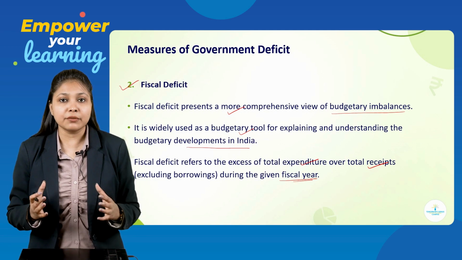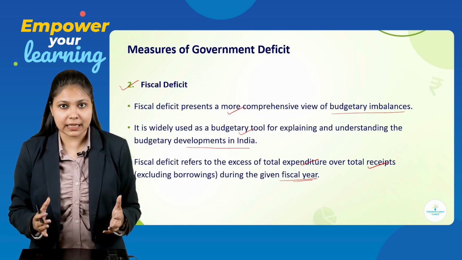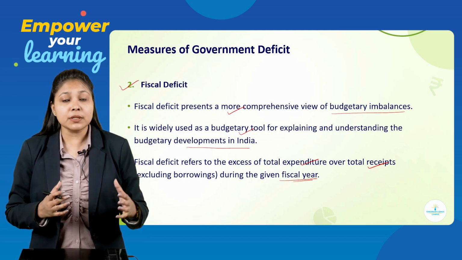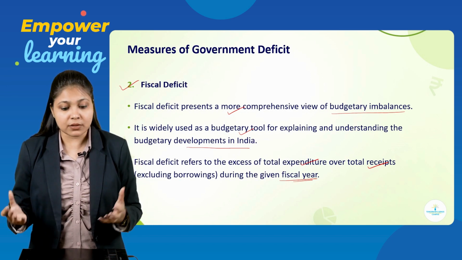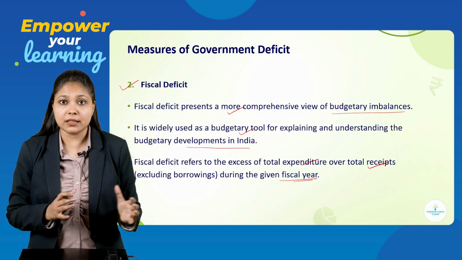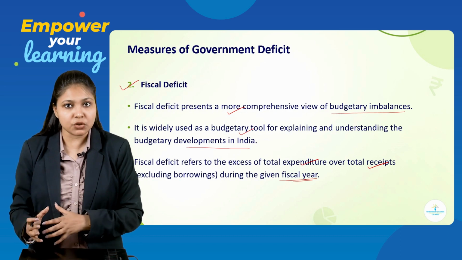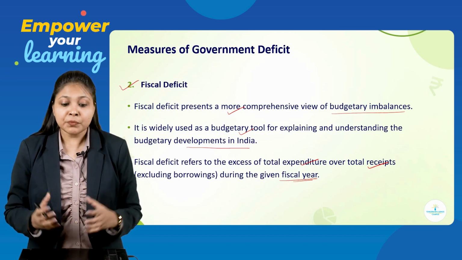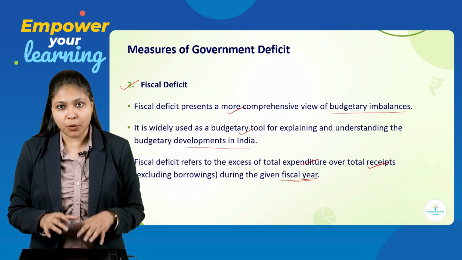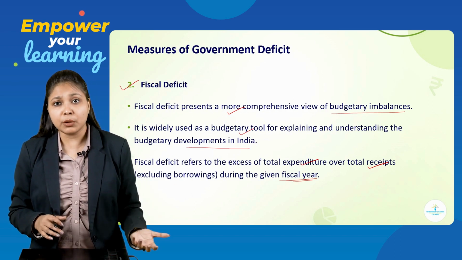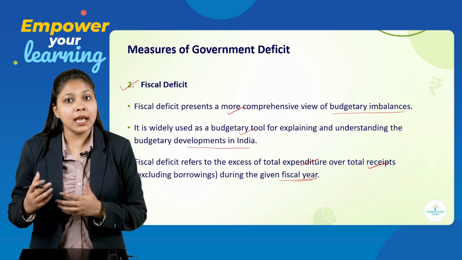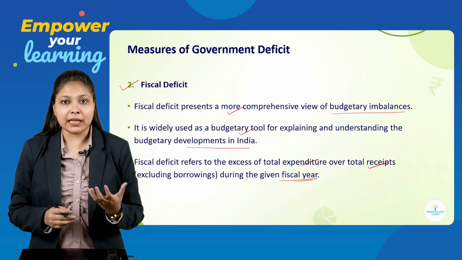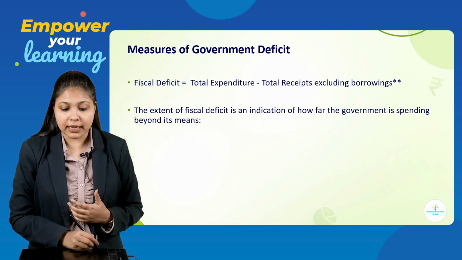Now do not get confused between revenue deficit and fiscal deficit. Revenue deficit was the difference between revenue expenditure and revenue receipts, whereas fiscal deficit is the difference between total expenditure and total receipts, wherein we are going to exclude the borrowings. Whatever borrowings or loans the Indian government has taken should be excluded while calculating the fiscal deficit of the country.